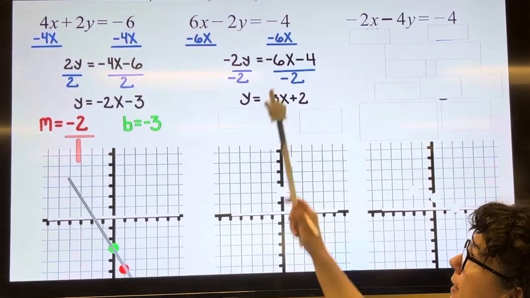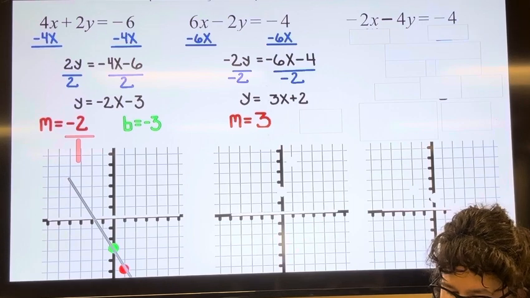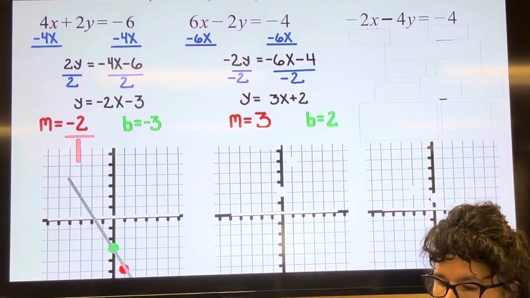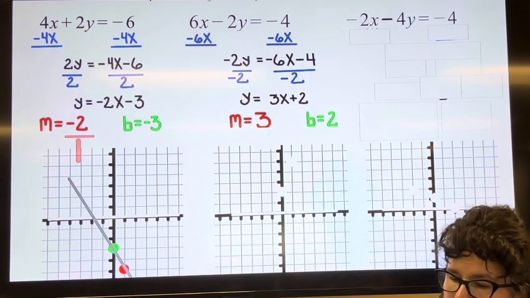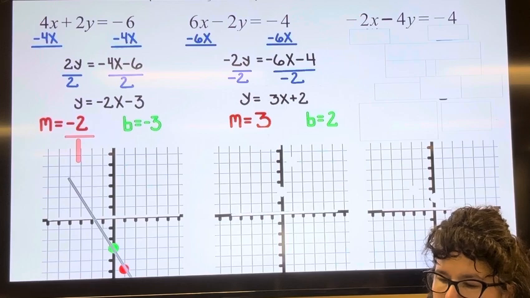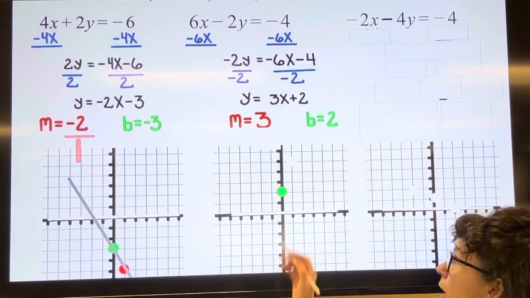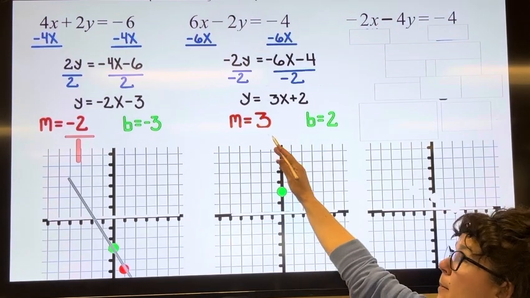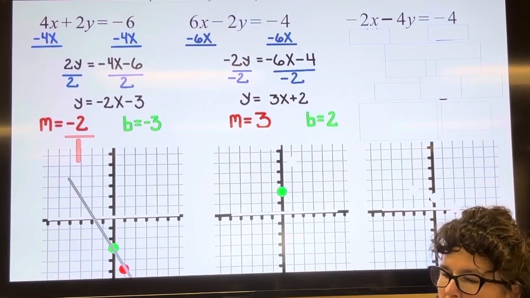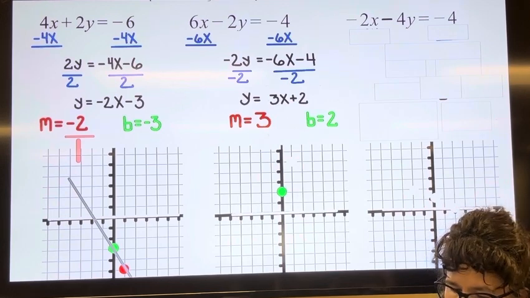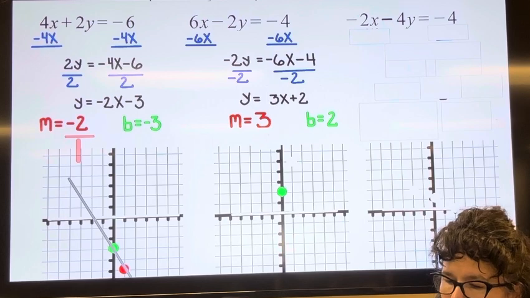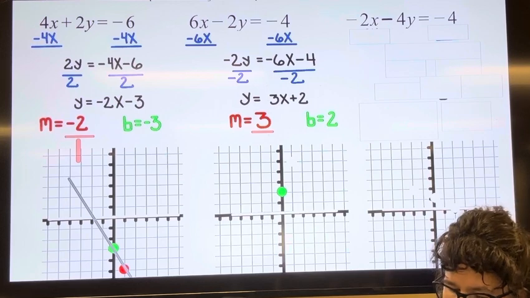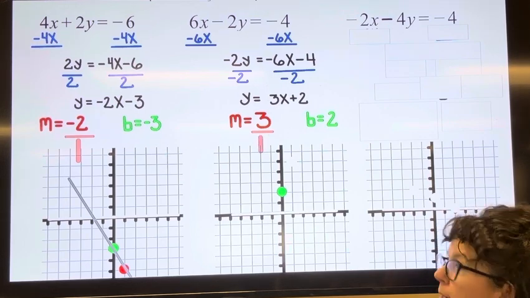The number in front of x is my slope, so 3. The number at the end there is my y-intercept. Using that same idea, I'm going to begin on the y-axis at 2. So I'm going to put a dot on the y-axis at 2. And then from that spot, I'm going to move using the slope. And that 3 is over 1.